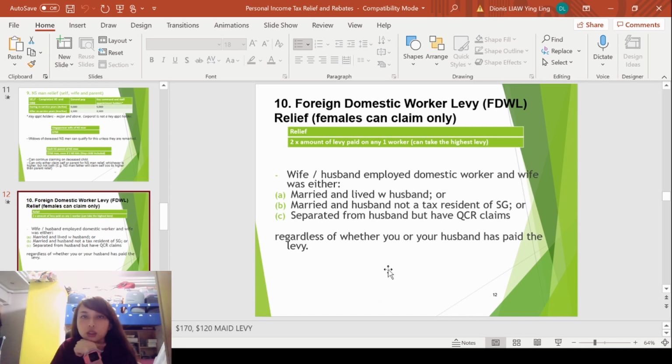Okay, so to claim this relief, either you or your husband need to employ a domestic worker. So either you marry your husband and you are living with him, or you married him but he's not a tax resident of Singapore, so he does not live with you, or you are separated from your husband but have QCR claims. So you can claim whether you or your husband has paid the levy lah.